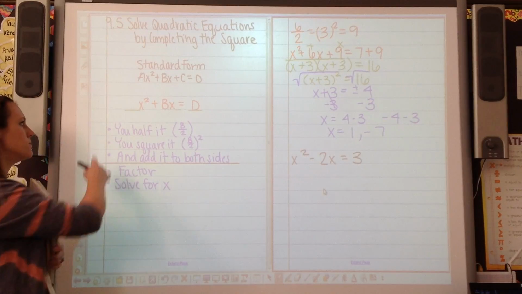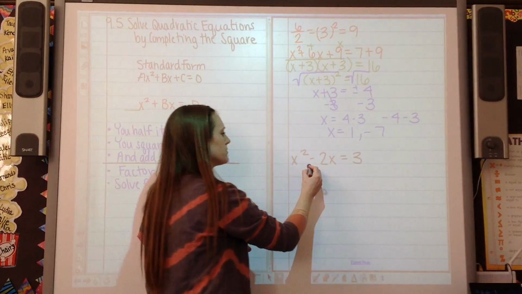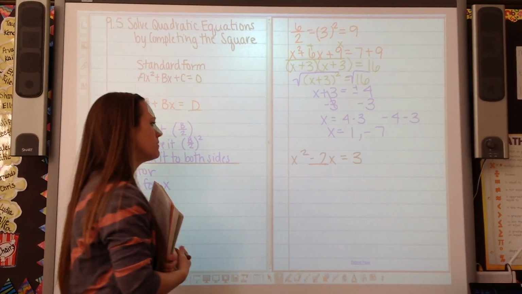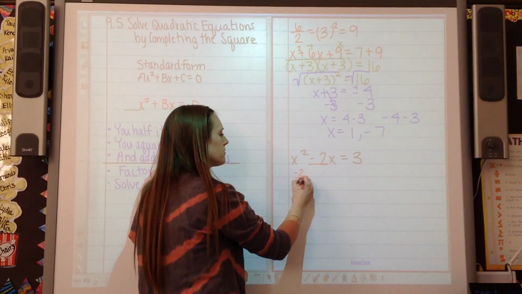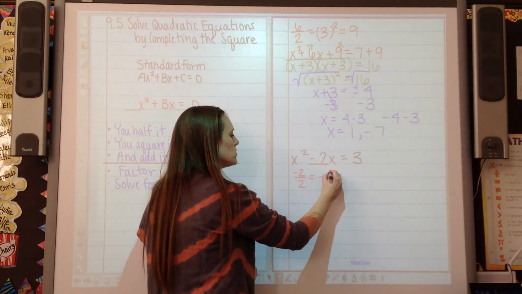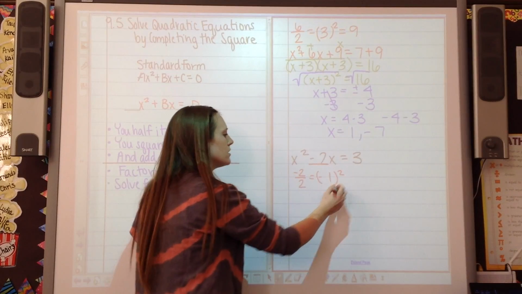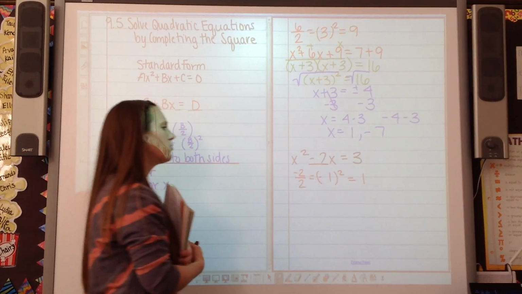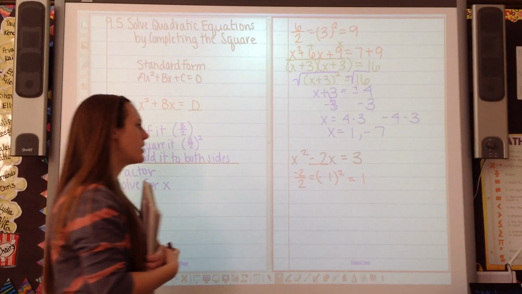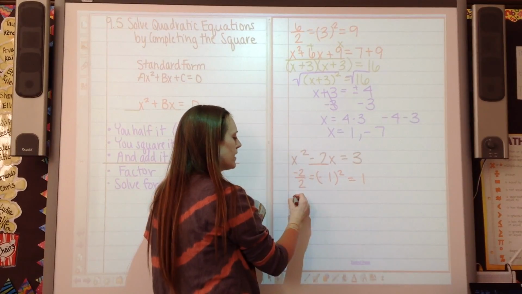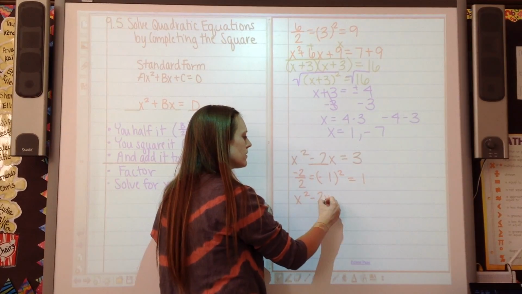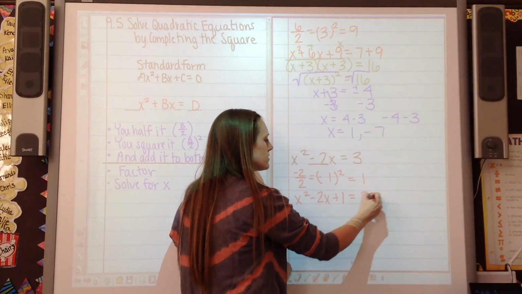Start with our phrase. You half the middle term. So here's my little middle term, it's my b. I'm going to cut it in half. You square it. So -1 times -1 is 1. And you add it to both sides. So I got to add it to the left side and add it to the right side.